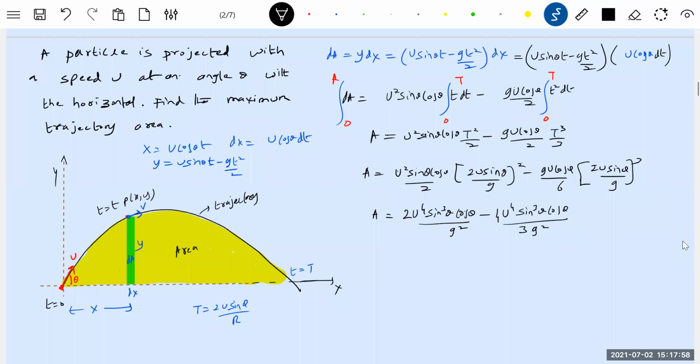Okay, finally we ended up with one equation. Area equal to, this will be 2 u to power of 4 sine cube theta cos theta by 3g square. Once you check it, because we are going to differentiate now, if this is correct, our answer will be correct.